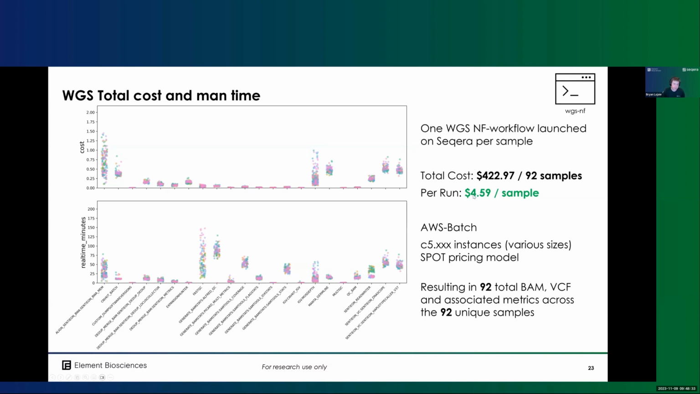And if you really work that out, it's $4.50 per sample to basically run the analysis to go from FASTQ to VCF for each one of these human samples. And again, we're using Batch, spot pricing yet again, and then various different instance classes or instances from this C5, which is a CPU class.